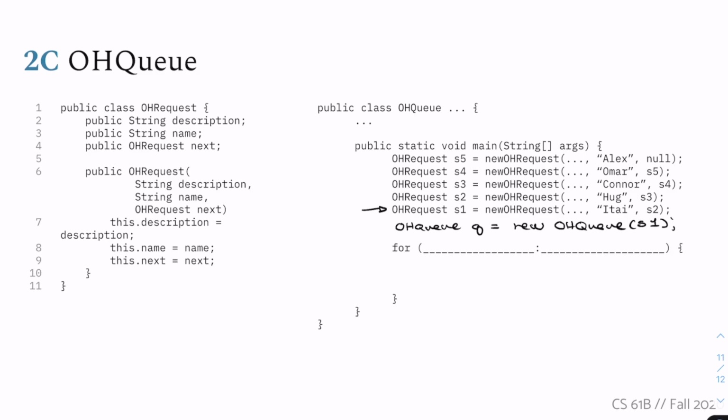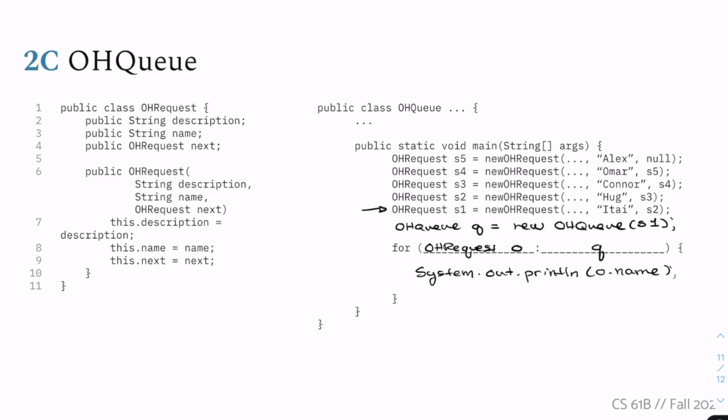Again, we don't have to deal with figuring out all that because our iterator does it for us. All we have to do is for OH request o in q, and this for each loop automatically calls the iterator function for q, so we don't have to do that manually. It'll already pull the iterator out and then iterate through it. So all we have to do is System.out.println o.name. And that's it. That is our main function.